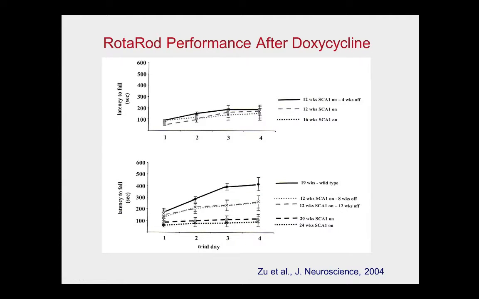If you wait 12 weeks before you turn the gene off, you see a more modest phenotypic or behavioral response. Here you can see this is just 12 weeks on. If you turn the gene off for 4 weeks, you really don't see improvement. If you turn the gene off for 8 weeks or 12 weeks, you see some improvement, so these lines are essentially superimposed. They're not as bad as the ones that have the gene on for the full time, but they're not as good as the animals who are normal.